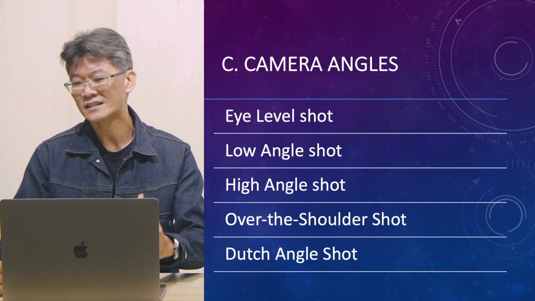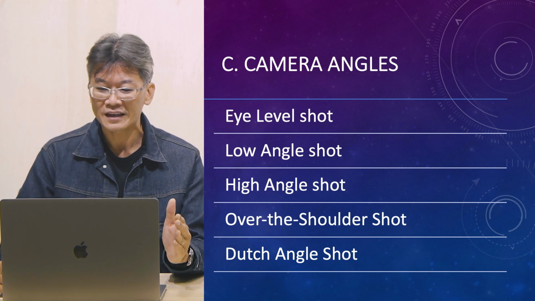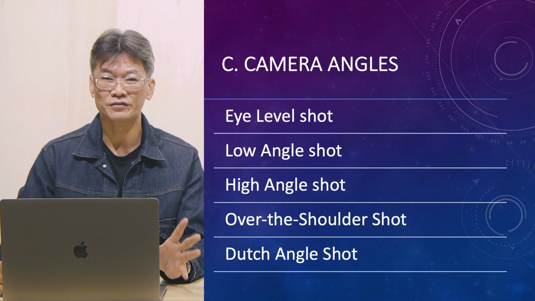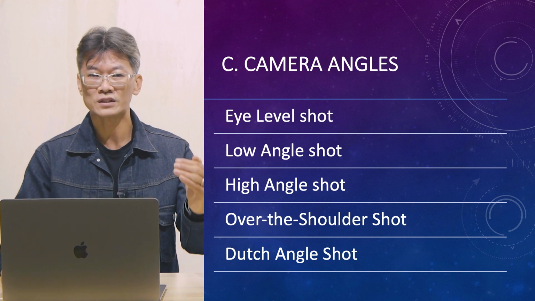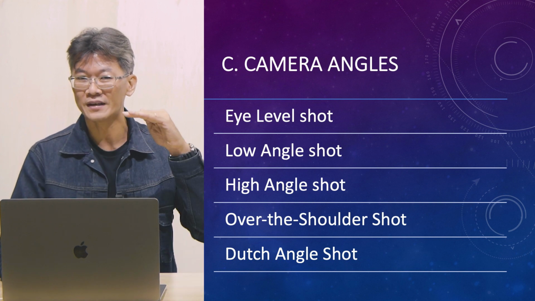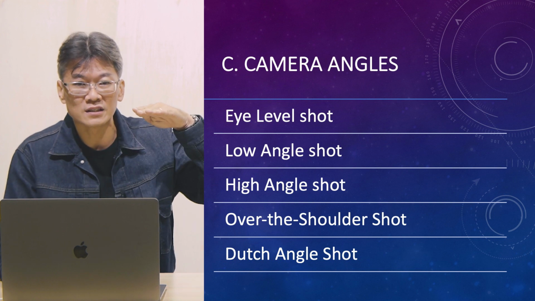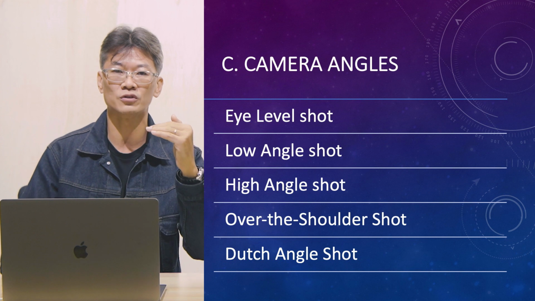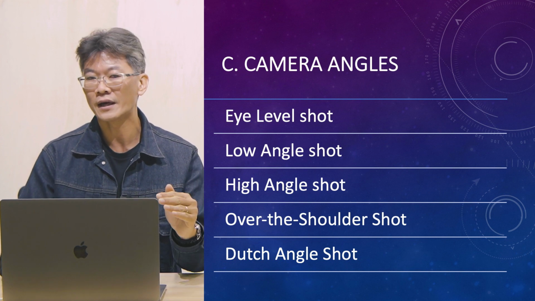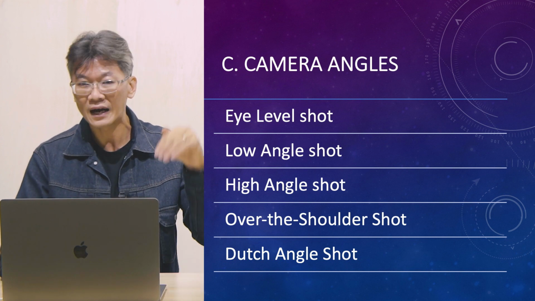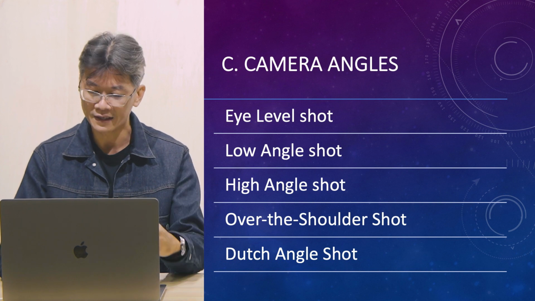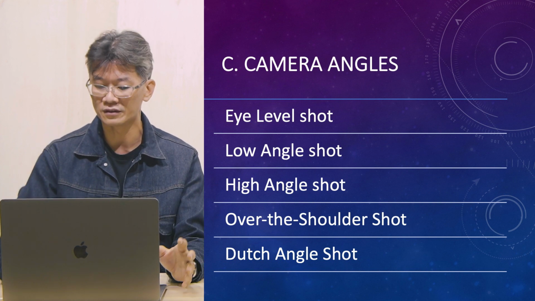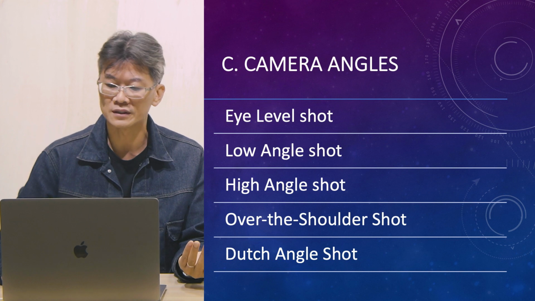Moving on to the next topic, which is camera angles. This is still part of the camera crew's skill. You've got eye level, which is a shot that is shot straight onto the eye level, just like this camera shot right now. Another angle is the low level, high level, over the shoulder, and a Dutch angle, which is kind of a tilted one. Let me go through the details a little bit.